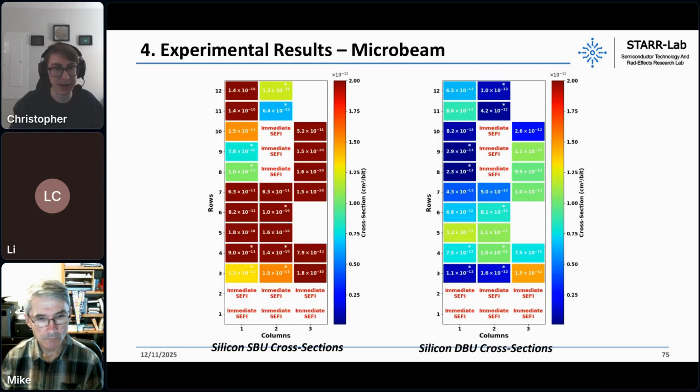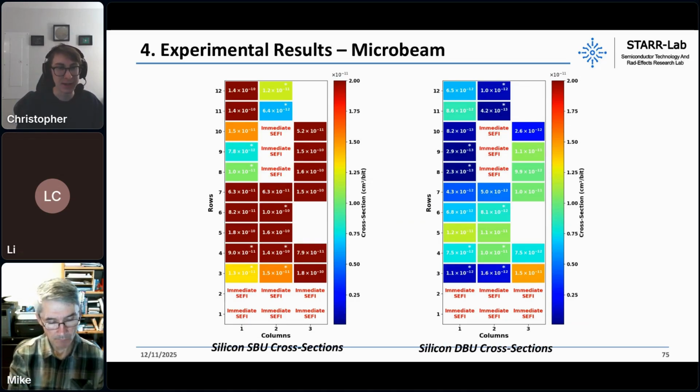If we go up to something a little bit higher, I think this is around 13 or 14, we see a little bit more saturation of those cross sections. The devices are becoming more sensitive, as they should, since the particle LET is going up.